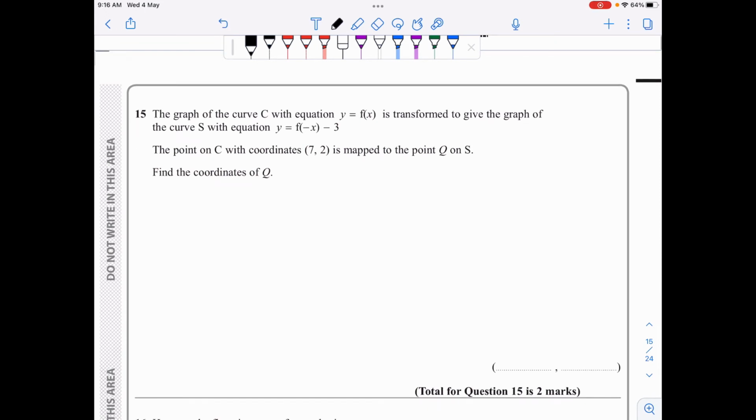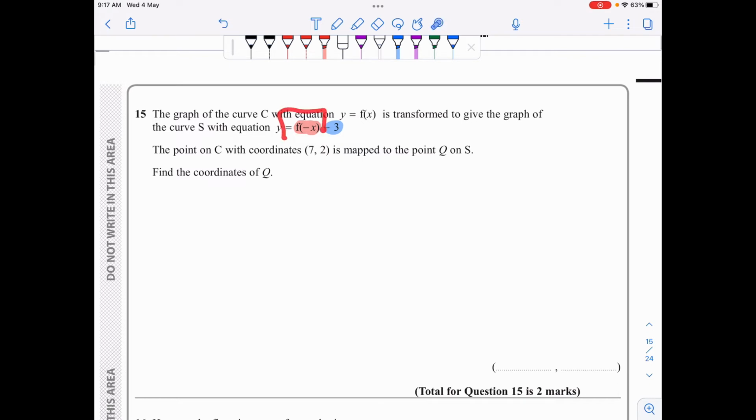15. The graph of the curve C with equation y is f of x is transformed to give the graph of the curve S with equation y is f of minus x minus 3. And we had a graph here, the point here, 7, 2, which is mapped to point Q. And we need to find the coordinates of Q. We really need to consider what exactly the transformations are doing here. We've got two transformations, f of minus x and the minus 3 outside.